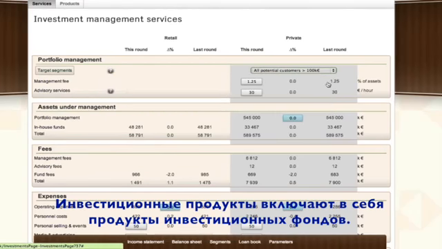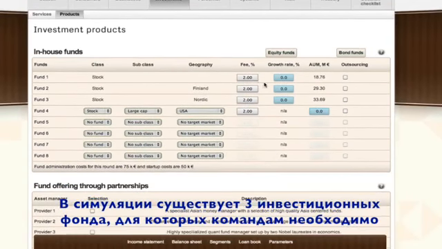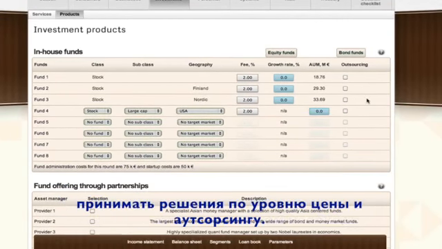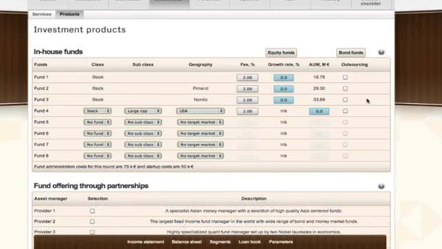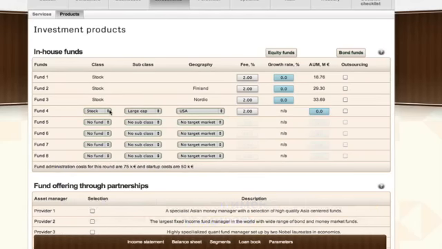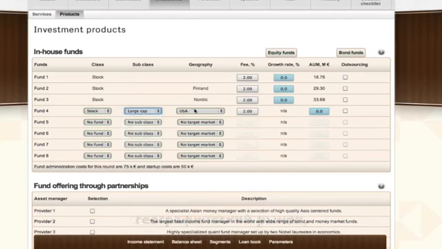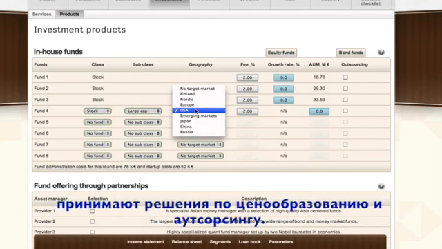The product side to investments primarily consists of investment fund products. There are three established investment funds for which only pricing and outsourcing decisions need to be made. Furthermore, the participants have the option to create new funds to be offered to their clientele. This involves a process of choosing the class and potential subclass, as well as geographical target market for the fund, in addition to the pricing and outsourcing decisions.